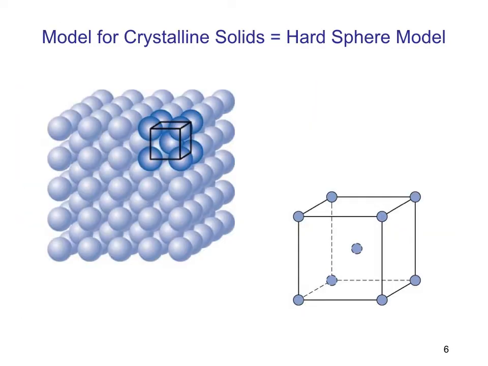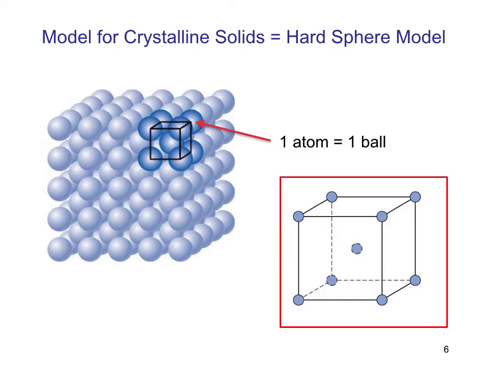The way to model crystalline solids is to assume atoms behave as hard spheres. Think tennis balls or basketballs. Then, the different ways atoms can arrange themselves become relatively simple to model. This representation on the right shows the position of the centers of the atoms.